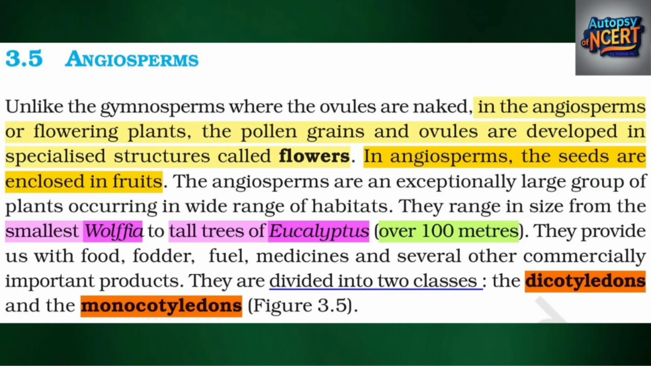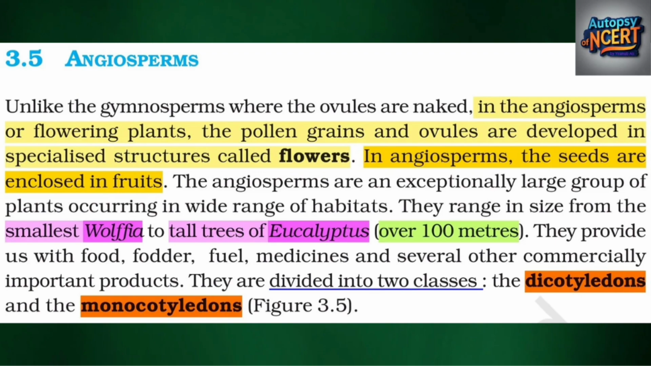3.5 Angiosperms. Unlike the gymnosperms where the ovules are naked, in the angiosperms or flowering plants, the pollen grains and ovules are developed in specialized structures called flowers. In angiosperms, the seeds are enclosed in fruits. The angiosperms are an exceptionally large group of plants occurring in a wide range of habitats.